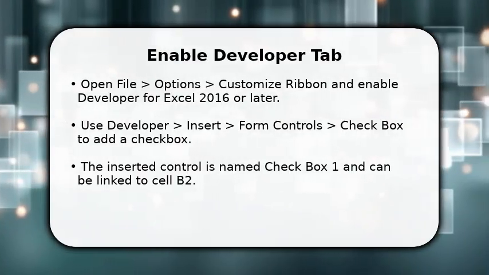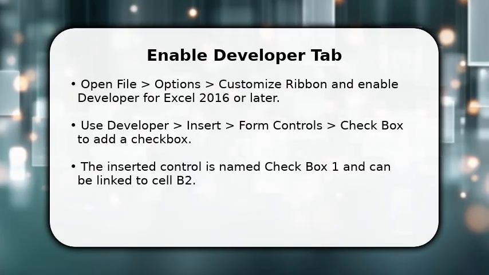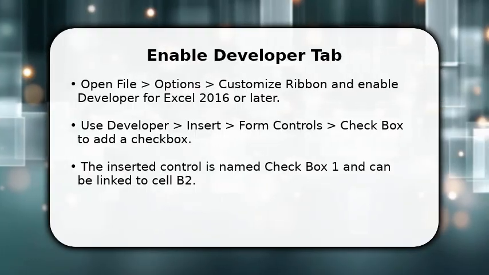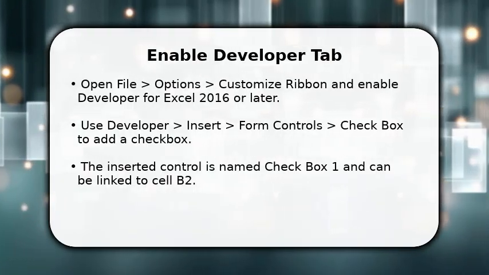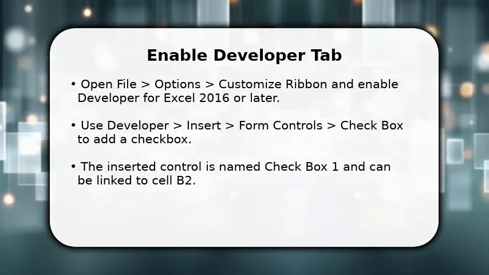Now click Developer, then Insert and choose Form Controls. Pick Checkbox from the list and click the worksheet where you want it placed. Excel inserts a checkbox, Check Box 1, by default. Right-click to access properties and to set a linked cell such as B2 for true or false values.